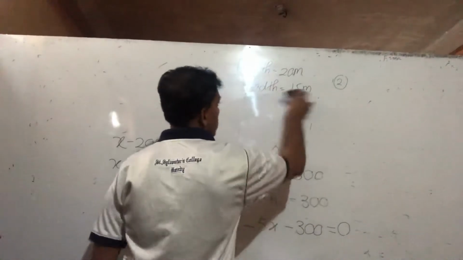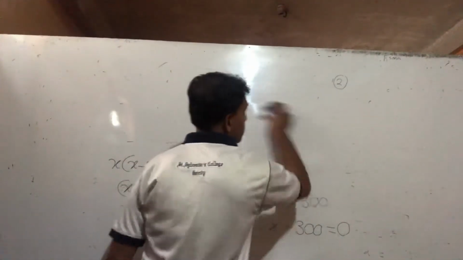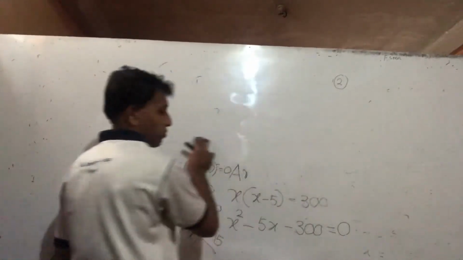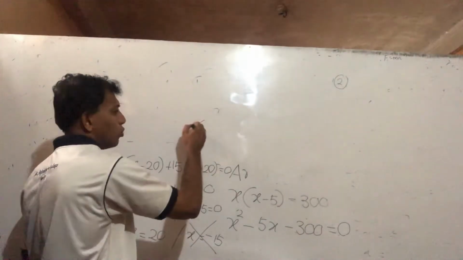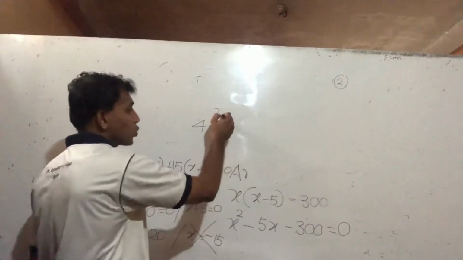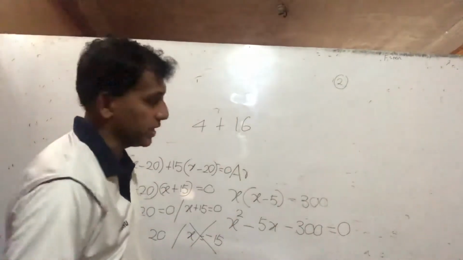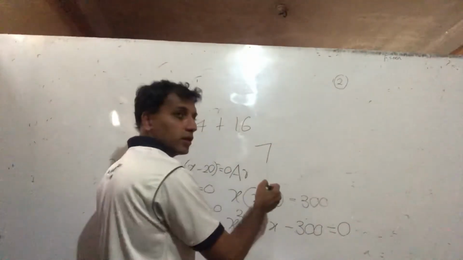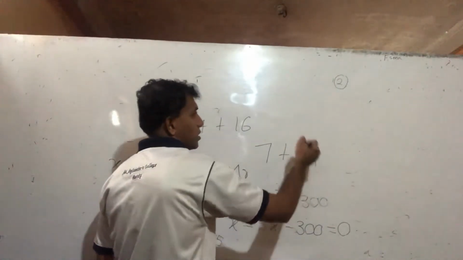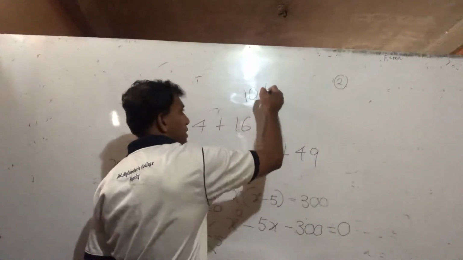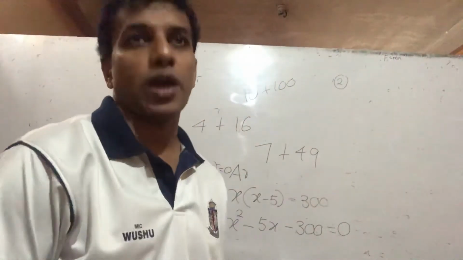So we try some ideas. Prepare the equation here. When a number is added to its square, for example, the number is 4. Adding its square means the square of 4, which is 16. The number is 7, add its square, 7 squared is 49. The number is 10, add 100. That's the meaning. A number added to its square, right?